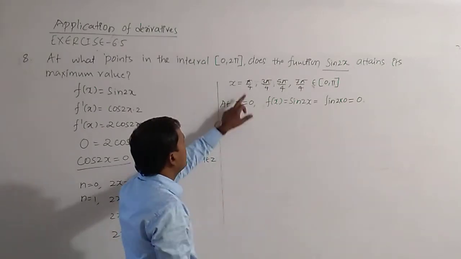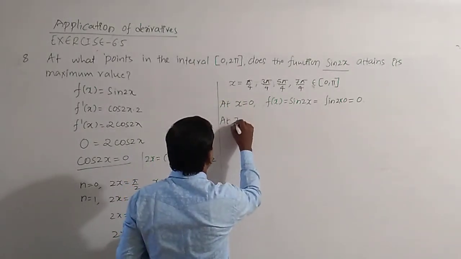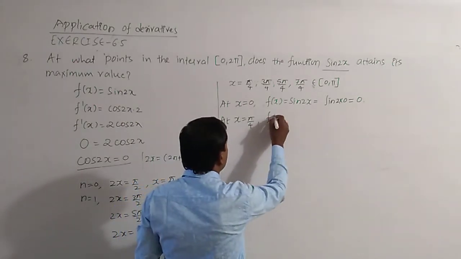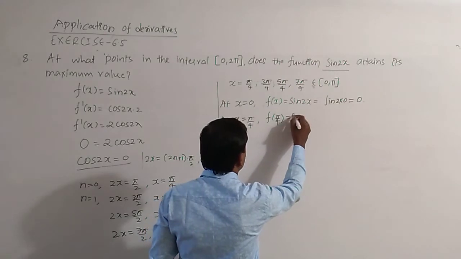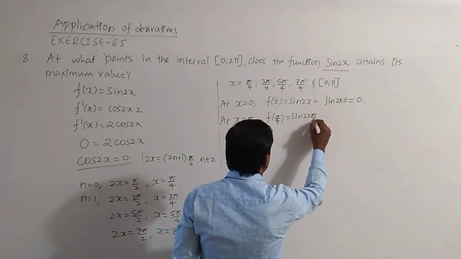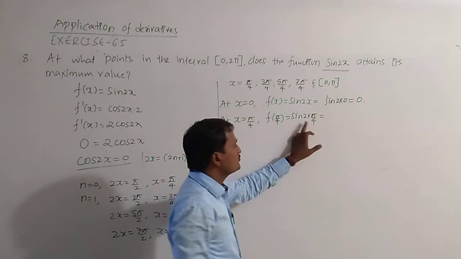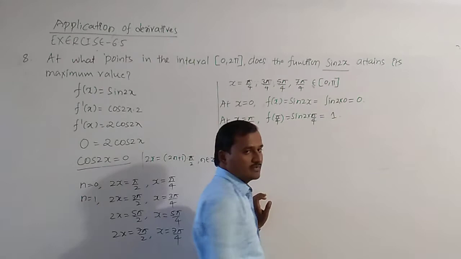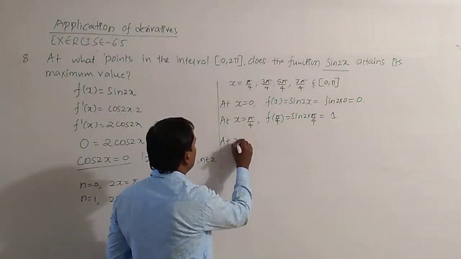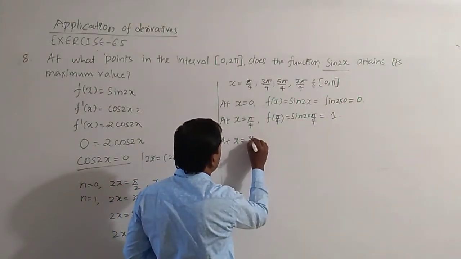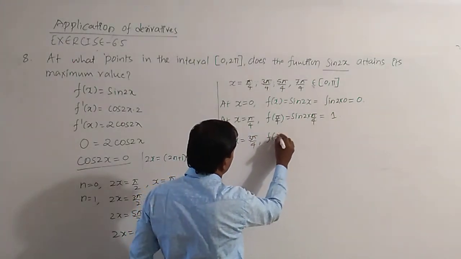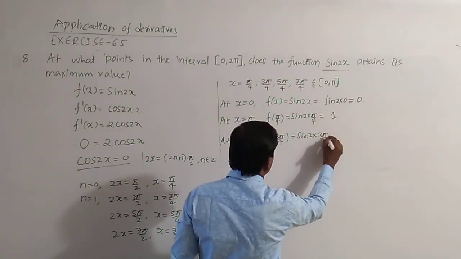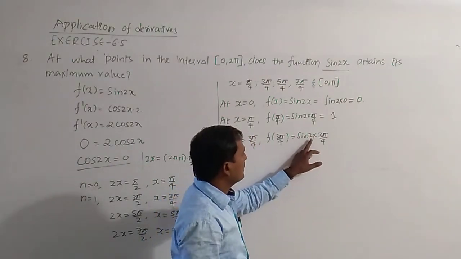Now I will take x equal to pi by 4. Here f of pi by 4 equals sin of 2 into pi by 4. Two ones are two, twos are sin pi by 2. Sin pi by 2, that is sin 90, so here you get 1. Next, at x equal to 3 pi by 4, f of 3 pi by 4, how do we write it? Sin of 2 into 3 pi by 4 we will write. So what do you get?